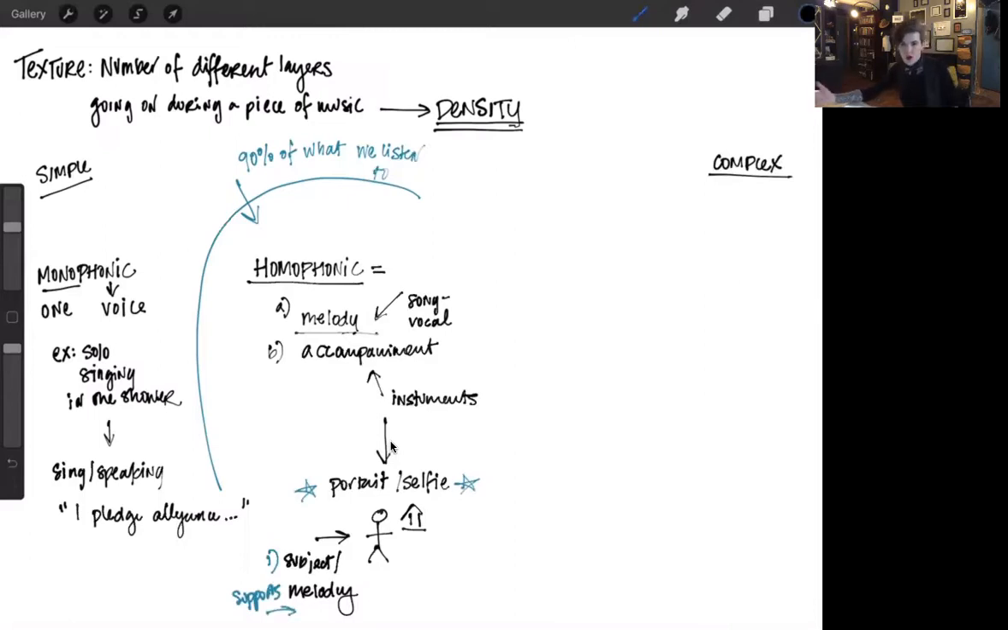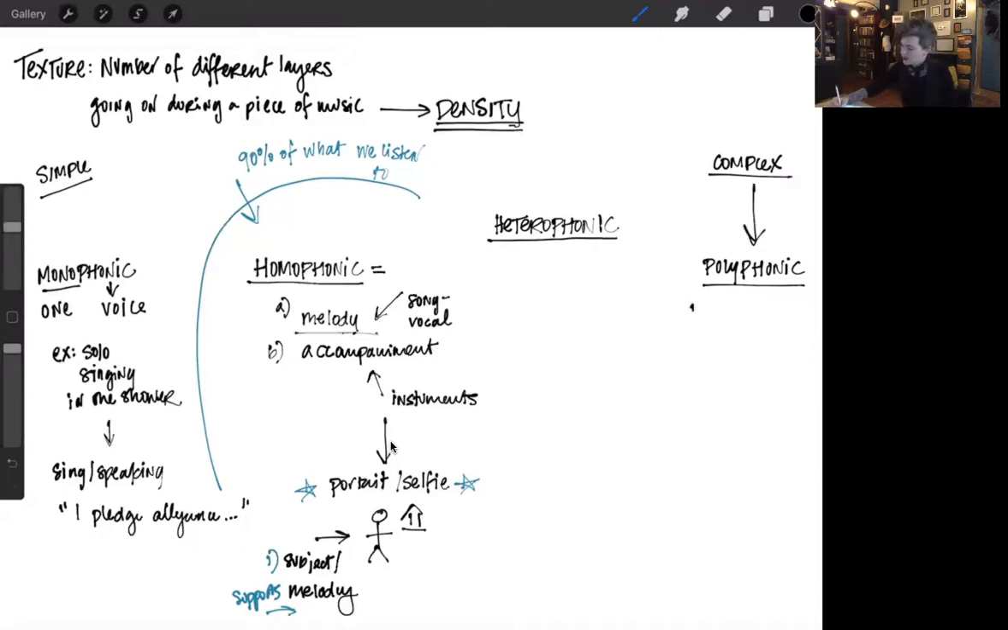There are two more complicated textures than homophonic texture, which by the way is a huge jump from monophonic texture. The next most complicated one is something we call heterophonic. And the most complicated texture we have is something we call polyphonic. I'm going to get back to heterophonic, but first I want to talk about polyphonic, the most complicated.